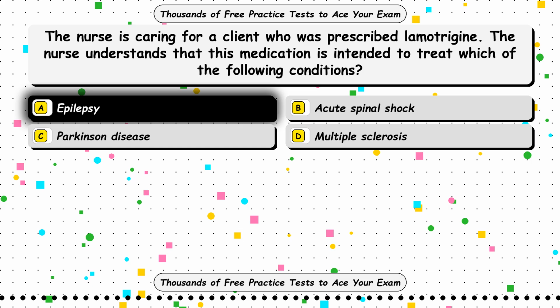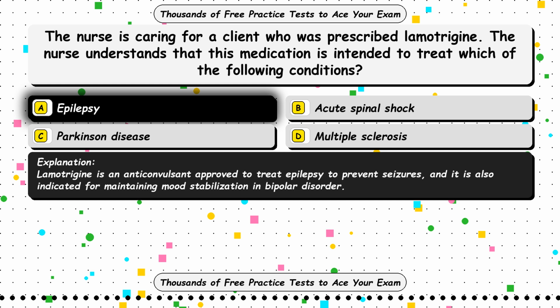The correct answer is option A, epilepsy. Lamotrigine is an anticonvulsant approved to treat epilepsy to prevent seizures, and it is also indicated for maintaining mood stabilization in bipolar disorder. Question 9.